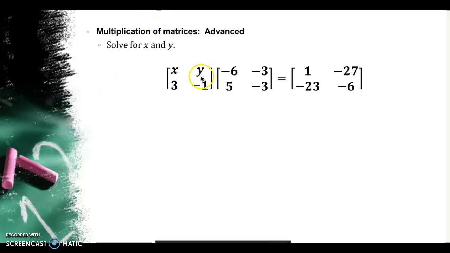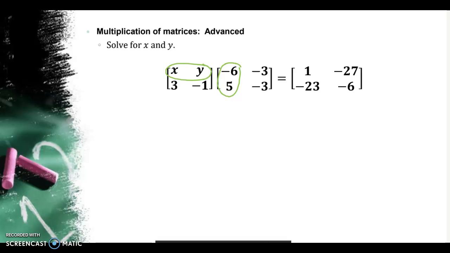we are given x and y. We need to solve for two variables, but we're not given any equations yet. But what we can do with multiplication of matrices is make some equations. Because just like when we're multiplying these 2 by 2 matrices together, we're going to get a 2 by 2 matrix out. But what is the first row and the first column of that multiplication going to be?